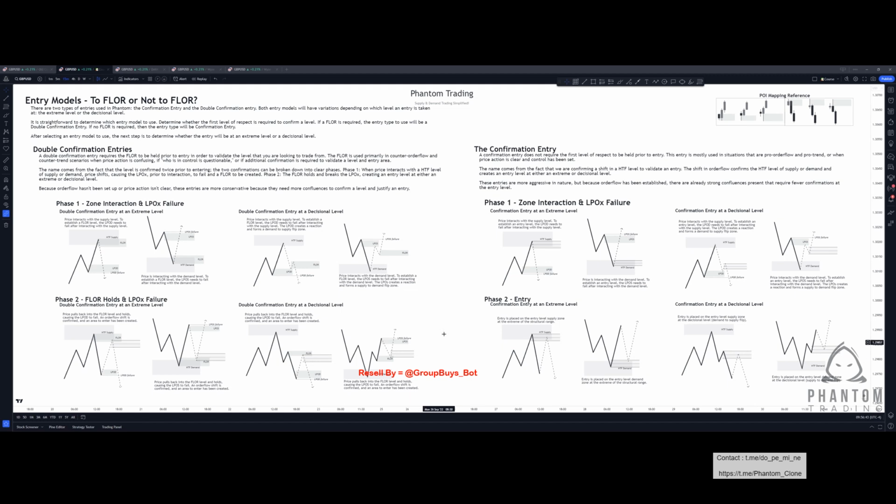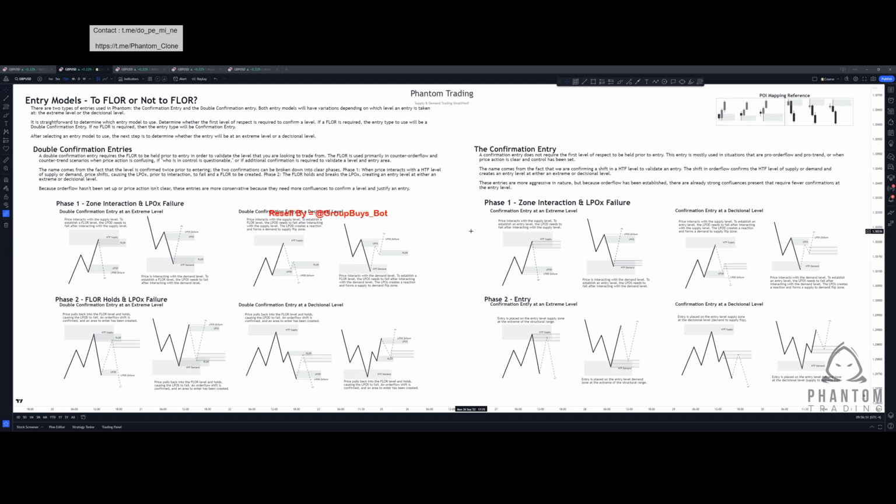Now let's take a look at confirmation entries. A confirmation entry does not require the first level of respect to be held prior to entry. This entry is mostly used in situations that are pro-order flow and pro-trend, or when price action is clear and control has been set. The name comes from the fact that we are confirming a shift in a higher time frame level to validate an entry. The shift in order flow confirms the higher time frame level of supply or demand and creates an entry level at either an extreme or decisional level.